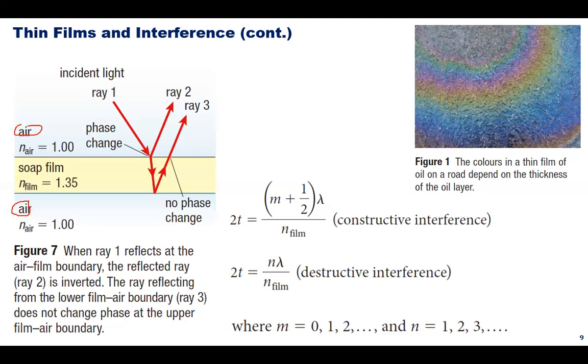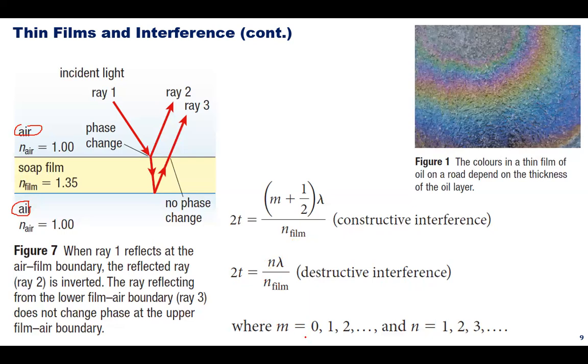The inverted phase change is equivalent to a shift of the wave by half lambda. Thus, when only one of the two waves undergoes an inverted phase change, we have the following relationship. If the distance difference 2t equals (m plus 1/2) times lambda over n film, then we'll have constructive interference. Otherwise, if the difference 2t equals n times lambda over n film, then we'll get destructive interference, right?